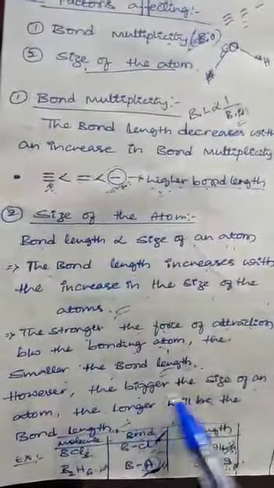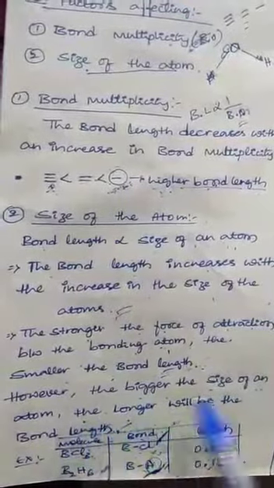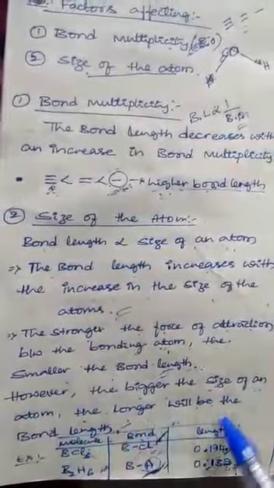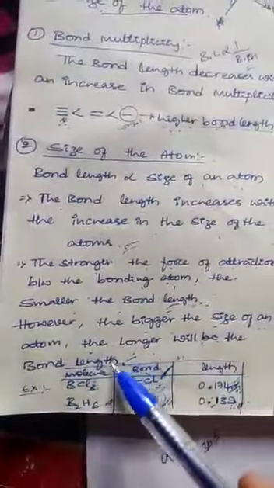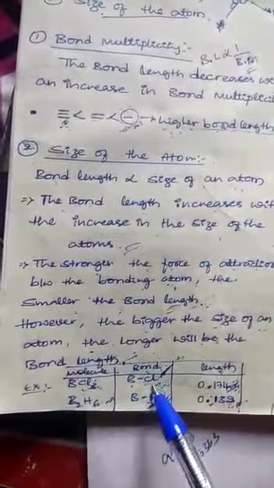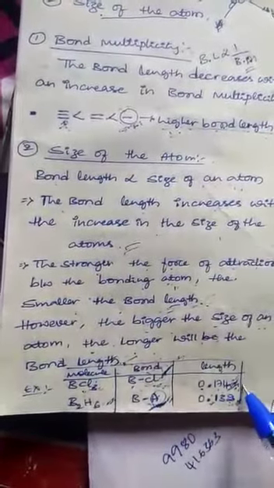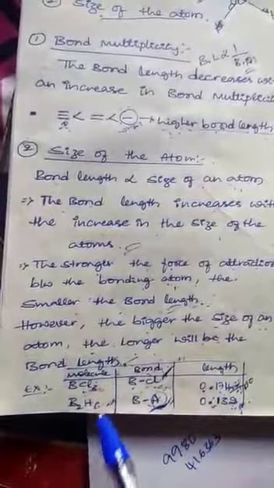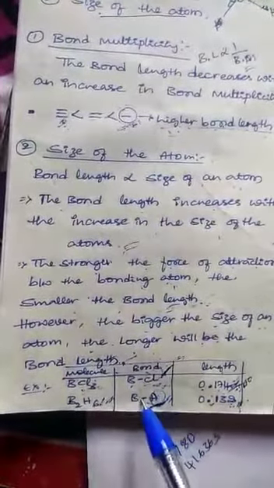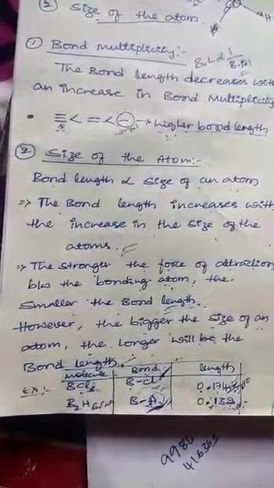However, the bigger the size of an atom, the longer the bond length will be. Example, here I am going to take the BCl3 molecule. In this B-Cl bond, the bond length is approximately 0.174 angstrom. And in the B2H6 molecule, the B-H bond length is 0.132.